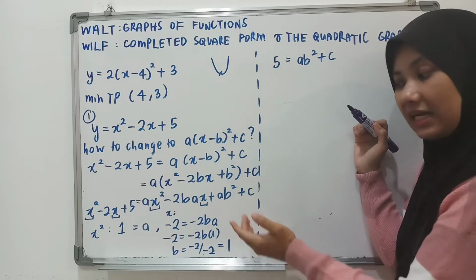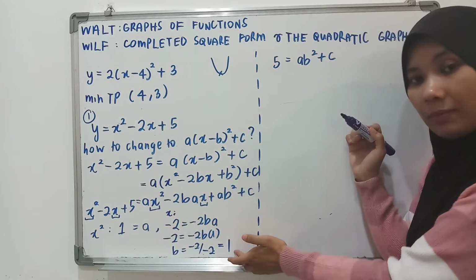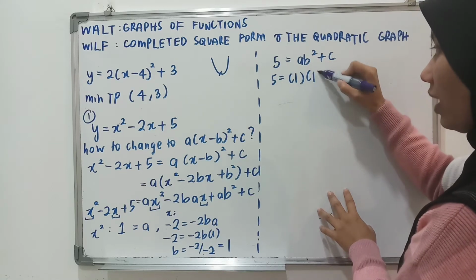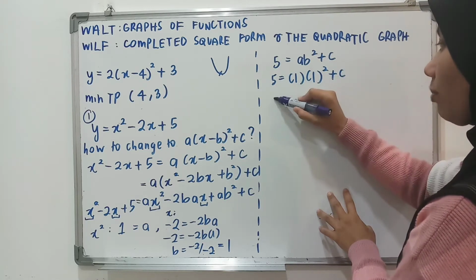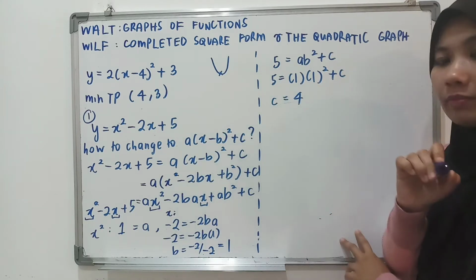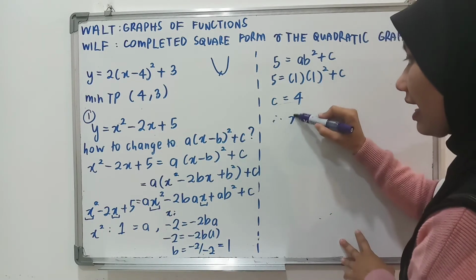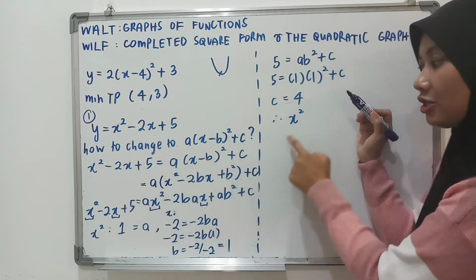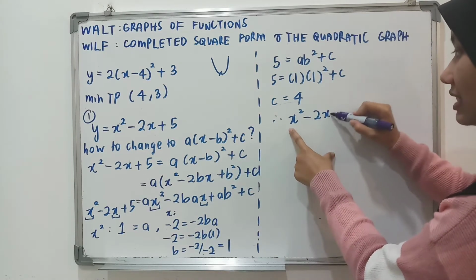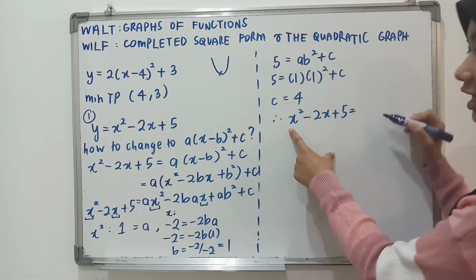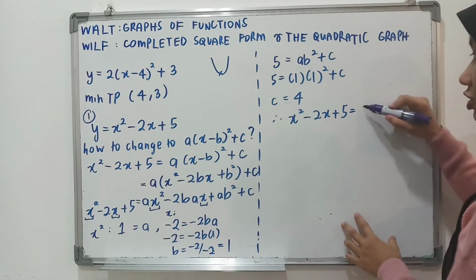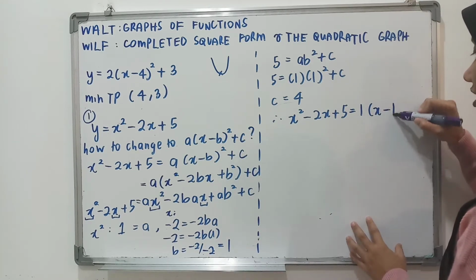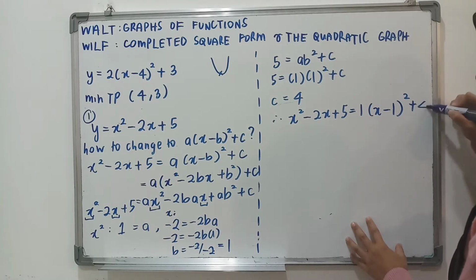So from our previous calculation, we know our a and we know our b. So key in inside here. So 5 equals to 1 square plus c. So my c is just equals to 4. So therefore, x square, remember this is our aim, where we want to find a, b and c. So x square minus 2x plus 5 is actually equals to, a is 1, right? So 1. What is the value of b? Is 1 also. So x minus 1 square plus 4.